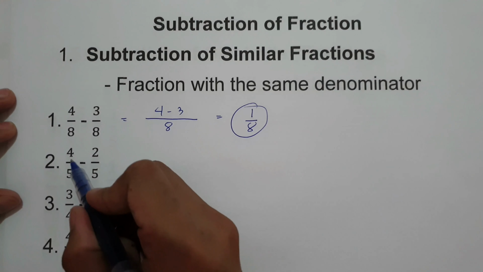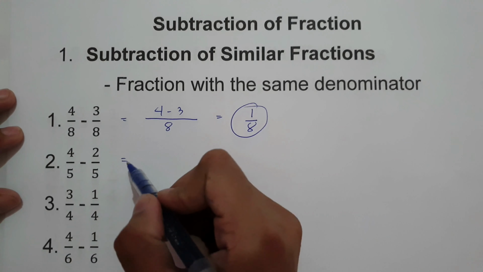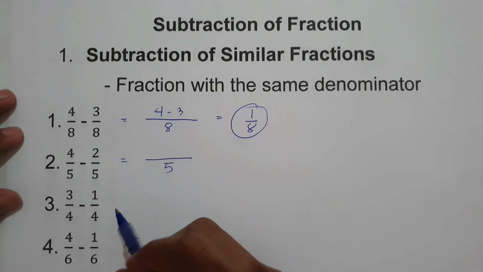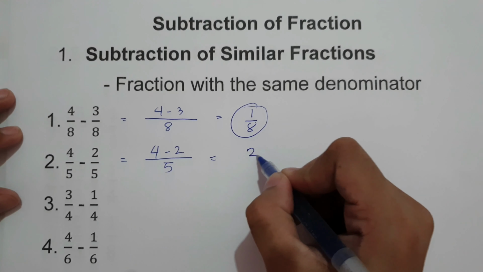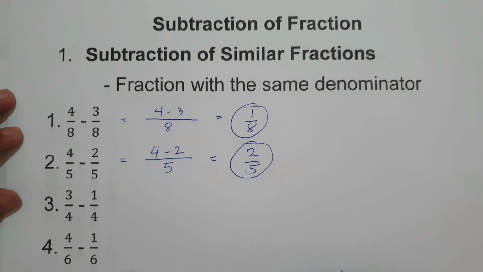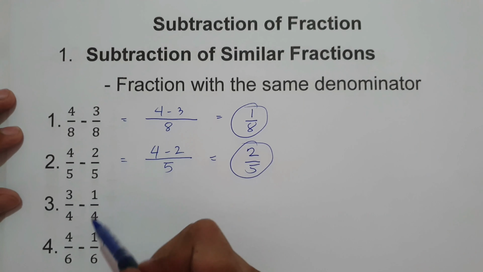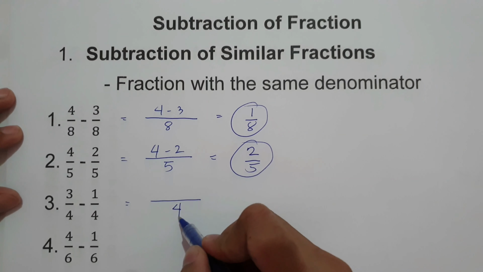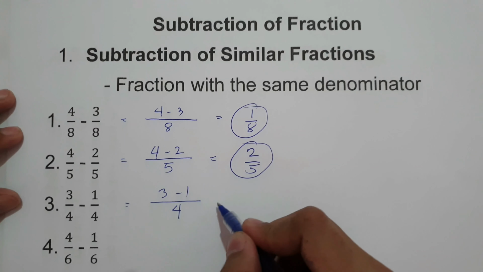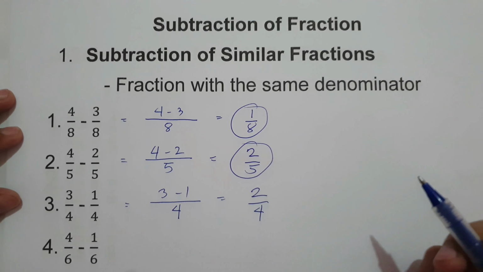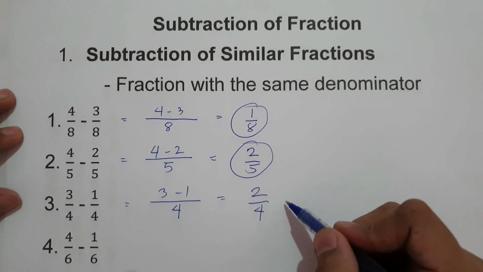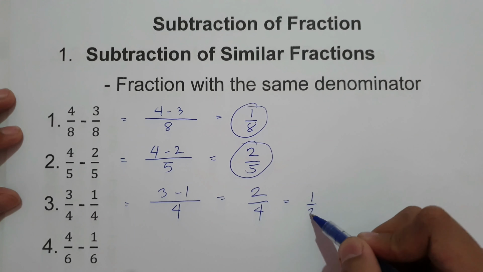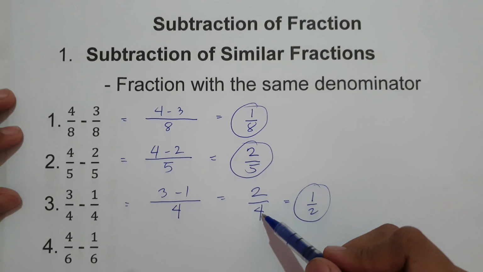On number 2, 4/5 minus 2/5. So the denominator is 5. So we write 5 on the denominator. Then 4 minus 2. That is 2 over 5. So 2 over 5 is our answer. What about number 3? 3 over 4 minus 1/4. So we have 4 as the denominator. And then 3 minus 1. That is 2 over 4. Now, since 2 over 4 can be written in simplest form, we're going to write it as 1/2. Because the greatest common factor of 2 and 4 is 2.